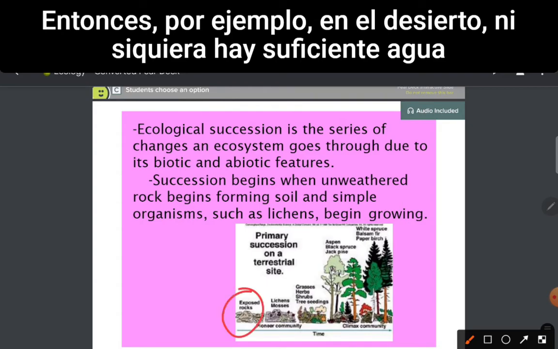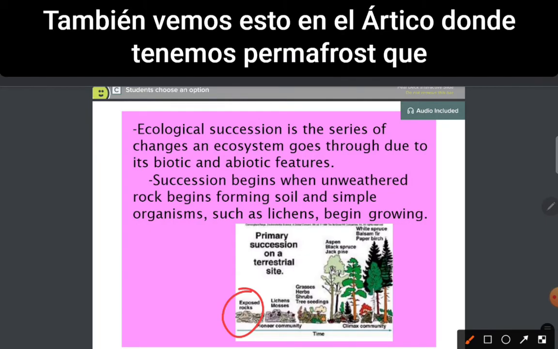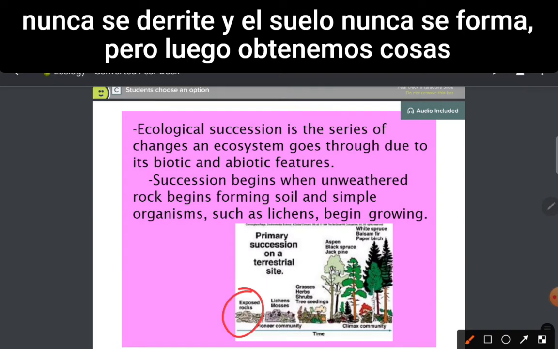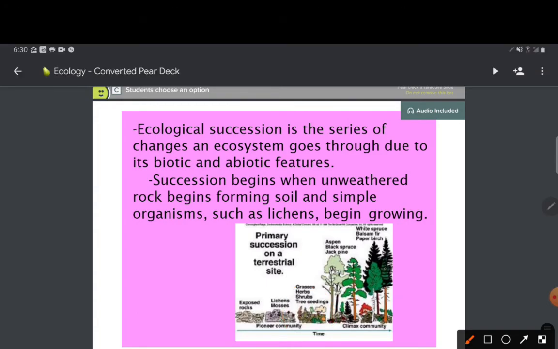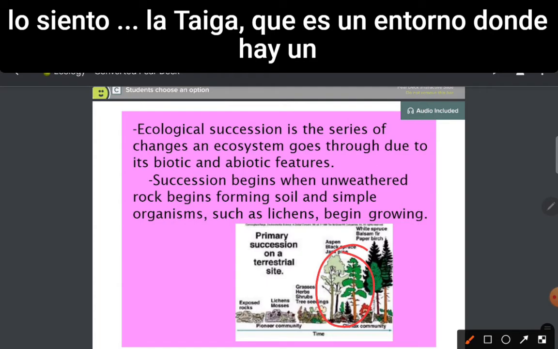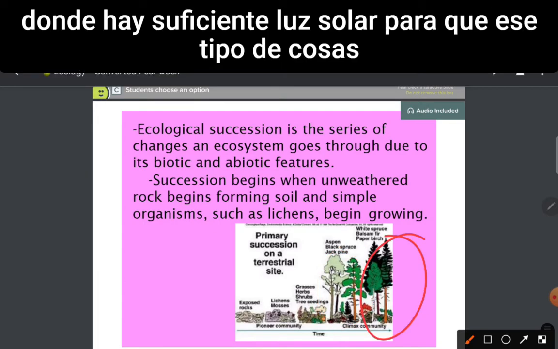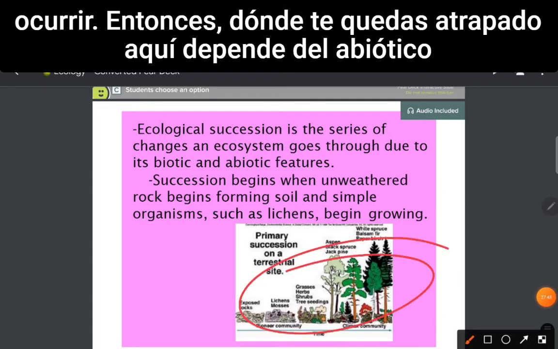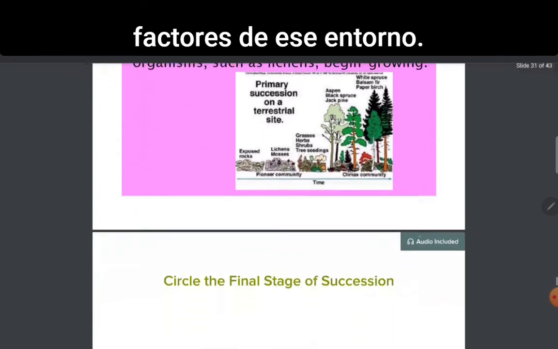So for example, in the desert, there's not even enough water for sand to become soil or rock to become soil. We also see this in the Arctic, where we have permafrost that never melts and soil never forms. But then we get things like grasses in the grasslands. There's not enough rain for forests to form, but there is enough for grasses. And then we have places like the tundra, the taiga, which is an environment where there are a lot of coniferous trees, but no big trees. But then you move further south and you start getting the biggest trees, where there is enough sunlight for that kind of thing to occur. So where you get stuck in here depends on the abiotic factors of that environment.